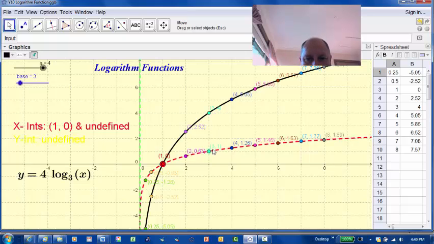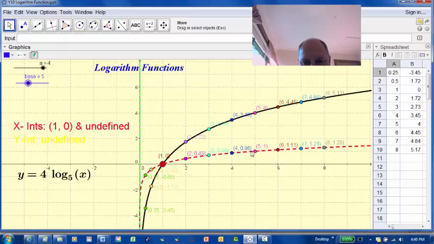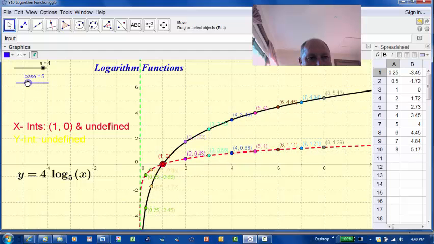You'll notice here with base 3, when I put 3 into the rule, the answer is 1. So 4 times log base 3 of 3 becomes 4. Just to show that, if I make the base 5, you'll notice here the point is (5, 1). So if you have the same number as the base number, it'll equal 1. So log base 7 of 7 equals 1. Let's go back to our base 3.